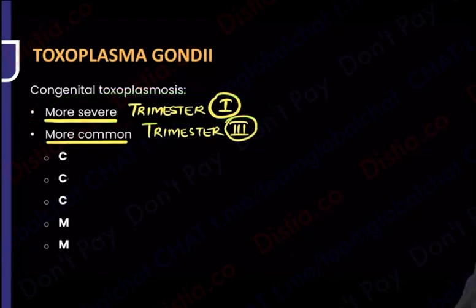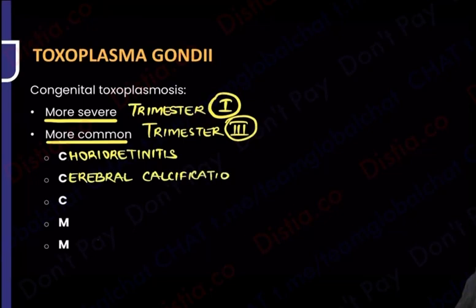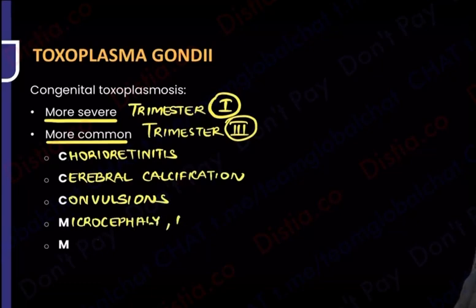What are the conditions that these patients are going to have? Chorioretinitis. So definitely something very important in ophthalmology that you have. These patients can have, look at this very well, cerebral calcification. And they can also have convulsions. I'm seeing these 3 C's. Other than that, there can be microcephaly. Not only microcephaly, they can even have hydrocephalus. So if you read some textbooks, there is always a discrepancy that which is the head finding which is more common. Both of them are there. And of course, mental retardation.